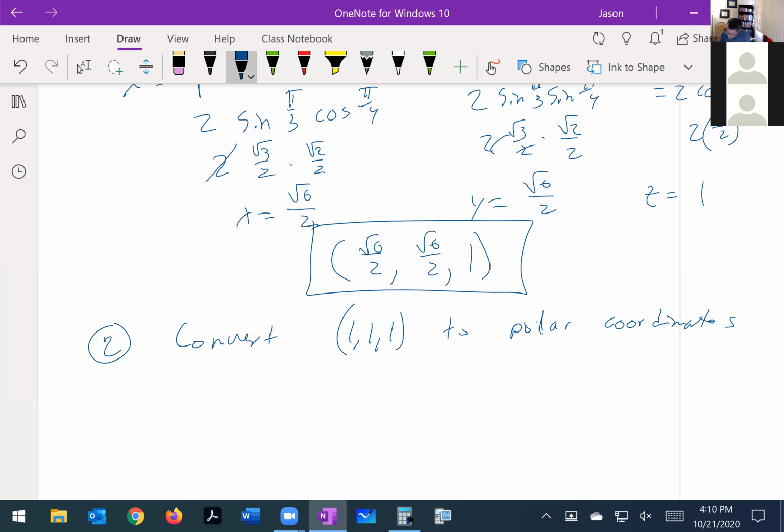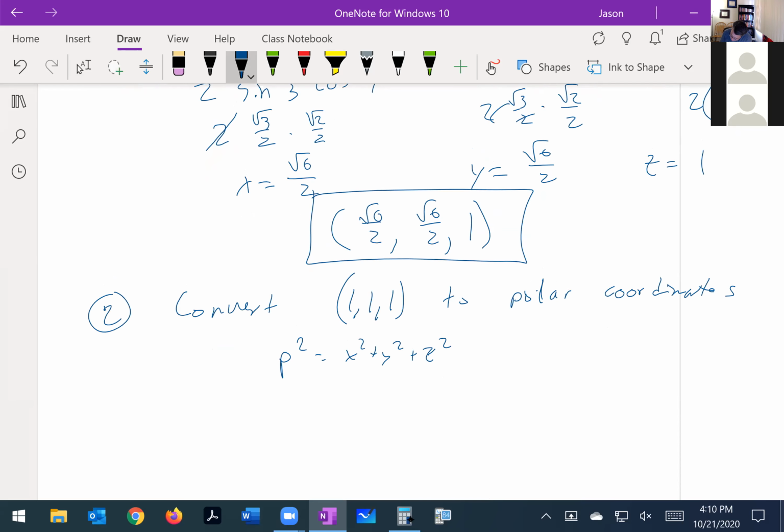Okay, so let's use this. Let's find out what rho is first. Rho squared is equal to x squared plus y squared plus z squared. Okay, so how would I find rho? Rho squared would be equal to 1 squared plus 1 squared plus 1 squared, which is 3. So rho is equal to plus or minus radical 3. I'm going to take the positive radical 3. There we go. We found out what rho is. Pretty easy. Radical 3.